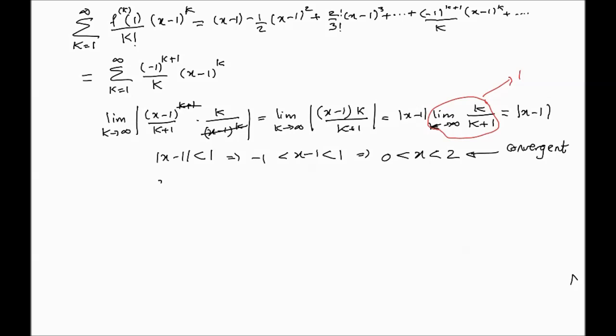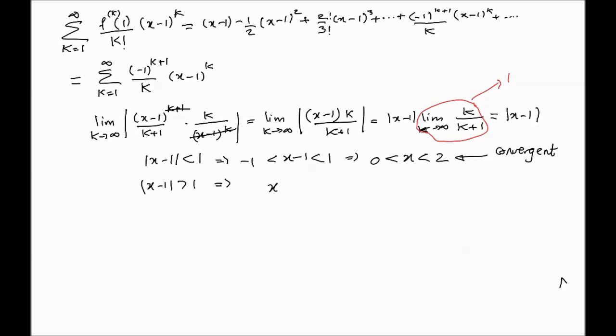Now, we also know that for the absolute value of x minus 1 greater than 1, which implies that x is either less than 0 or greater than 2, we have divergence. So it's divergent as long as x is less than 0 or greater than 2. And that leaves us with the last situation, which is when the absolute value of x minus 1 is equal to 1, and this implies the situations of x equals 0 and x equals 2.